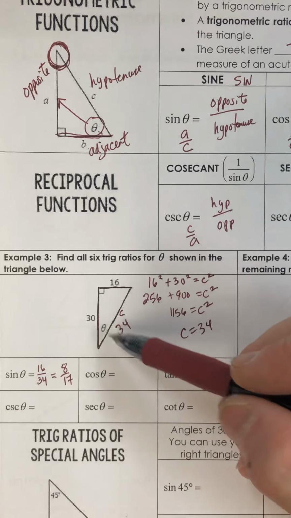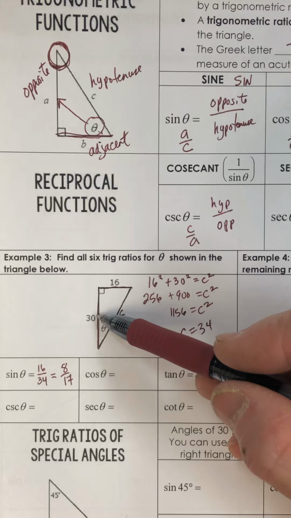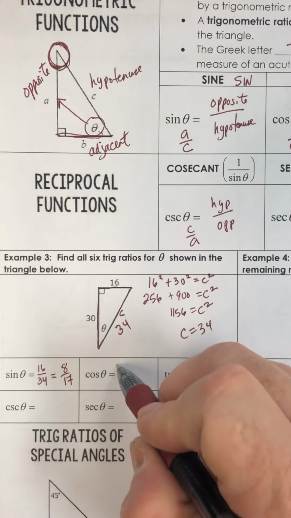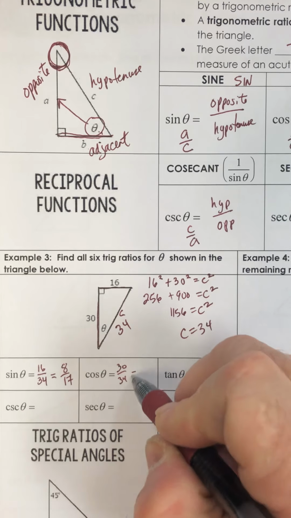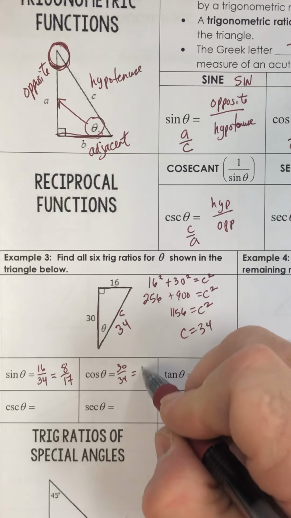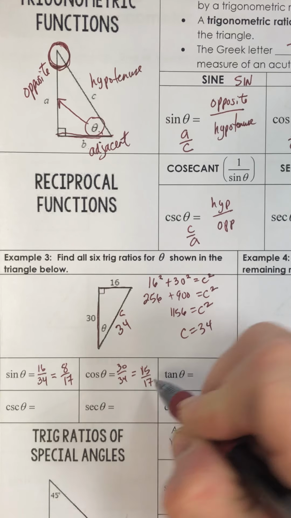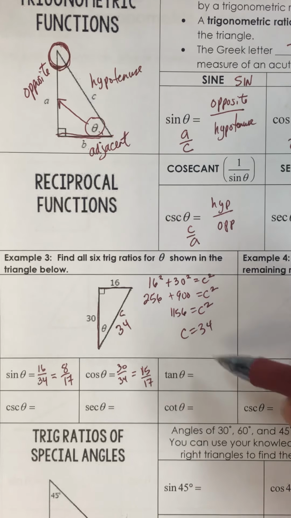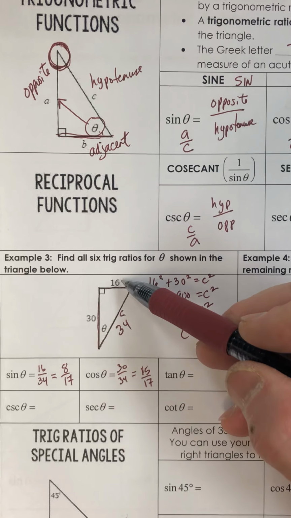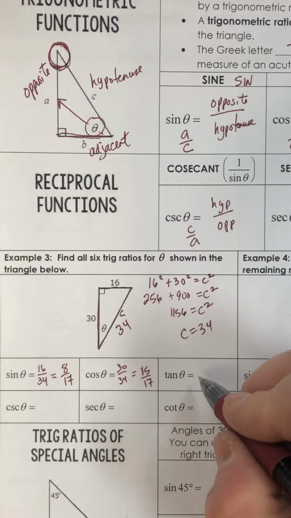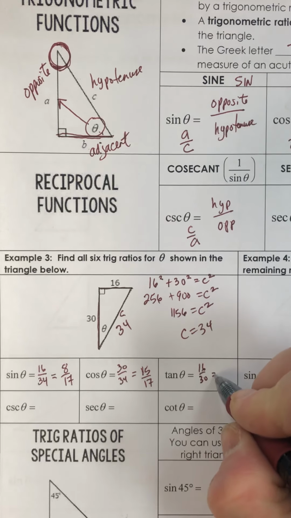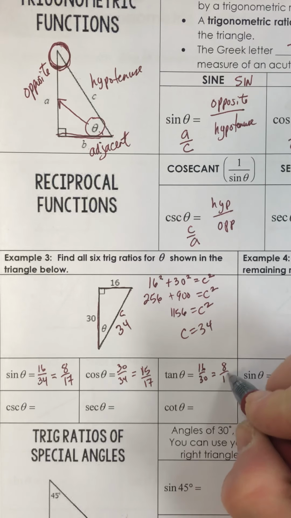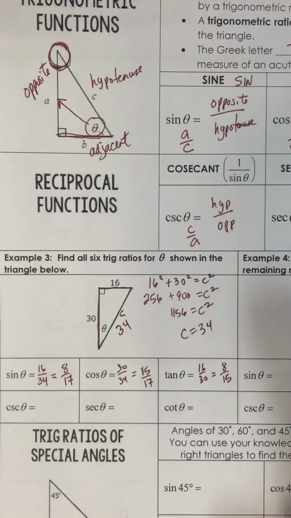And the cosine. From that angle, the cosine is adjacent over hypotenuse. So that's 30 over 34. Reduce the fraction: 15 over 17. And tangent is opposite over adjacent. So that's 16 over 30. Reduce the fraction. Okay, that's how all those go.